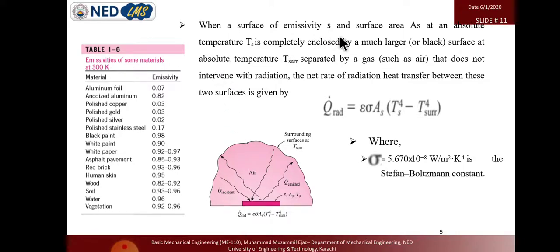So when a surface of emissivity and surface area, at an absolute temperature T, is completely enclosed by a much larger surface at the absolute temperature T surrounding, separated by a gas that doesn't intervene with radiation, the net rate of radiation heat transfer between these two surfaces is given by this formula.